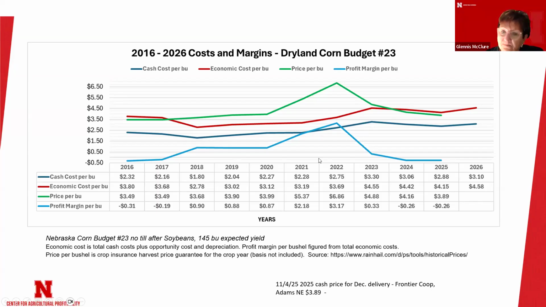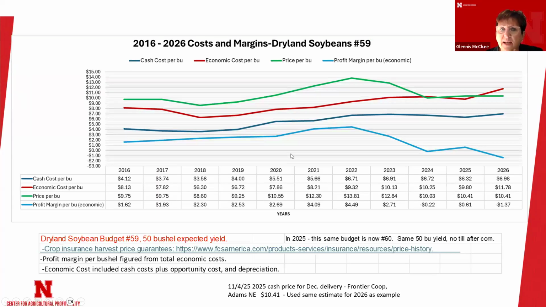So when we have opportunities with our 2026 production to make some marketing decisions, we can do that. So, anyway, just to look back and some thoughts as we look ahead, again, this is a dryland corn budget. So we could do the same for irrigated corn. I also put together some information on a dryland soybean budget. And this is just a 50 bushel yield. Again, it's a no-till budget.